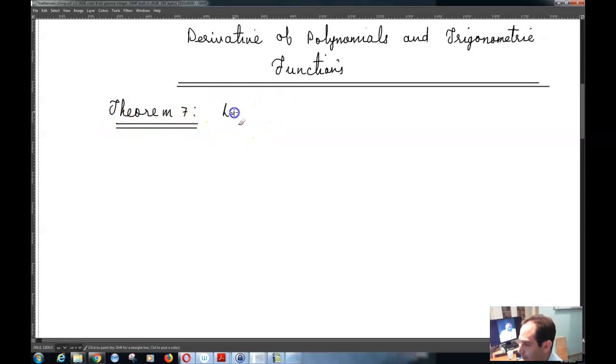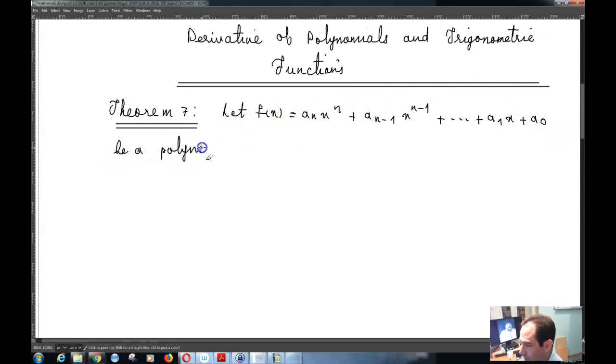It says that let f of x be equal to a of n x raised to the power n plus a of n minus 1 x raised to the power n minus 1 plus all the way up to a of 1 x raised to the power 1 plus a of 0 x raised to the power 0, which is equal to 1, so that's only a of 0. Let this function be a polynomial function.